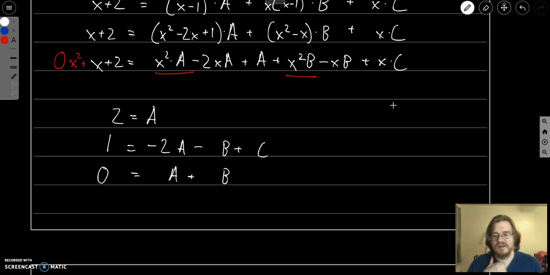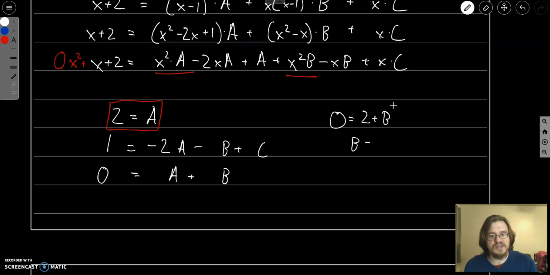So I have 3 equations with 3 unknowns. Luckily, the first equation is pretty simple. 2 is equal to a. I know a is 2. When I look at this bottom equation, I know that a plus b has to be 0. So if I plug in 2 is equal to a in here, I get 0 is equal to 2 plus b. So b has to be equal to negative 2.